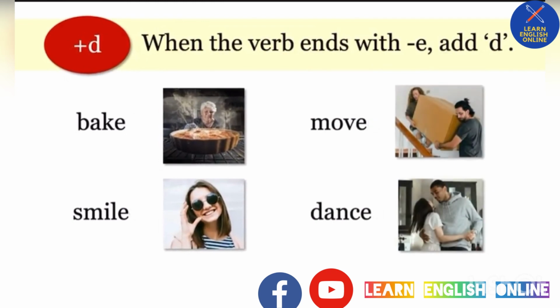When the verb ends with e, add d. You don't need to add an extra ed, just d. So bake becomes baked, smile becomes smiled, add a d to move to get moved, and add just a d to dance to get danced.